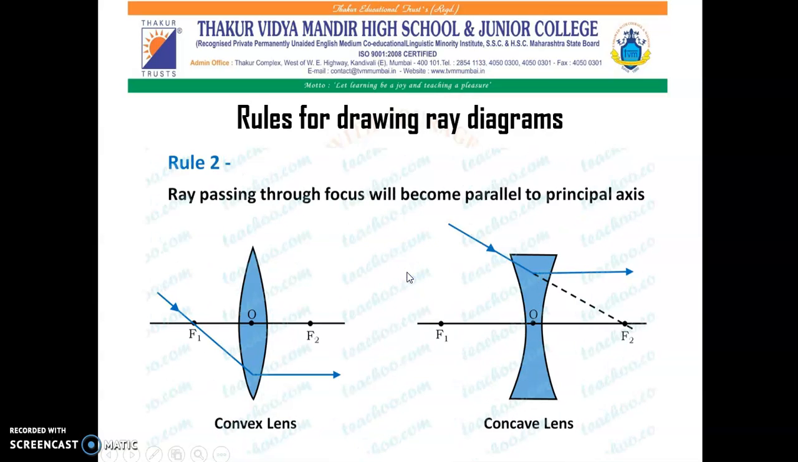Rule number 2. When the incident ray passes through the principal focus, the refracted ray is parallel to the principal axis. As shown over here, for the convex lens, you can see this is the incident ray that is passing through the principal focus and the refracted ray is parallel to the principal axis. For the concave lens, the incident ray appears to be passing through the principal focus and the refracted ray is parallel to the principal axis.